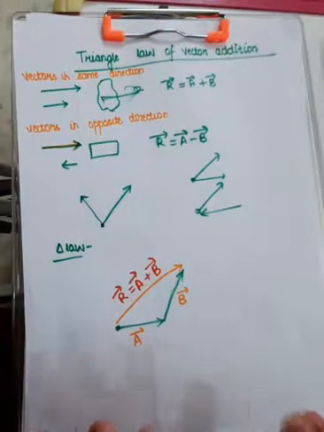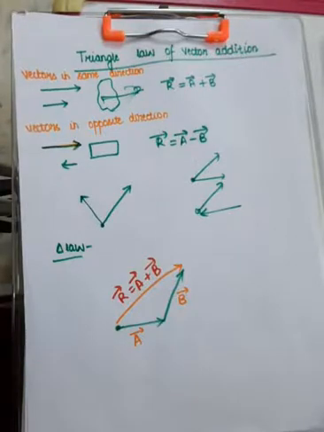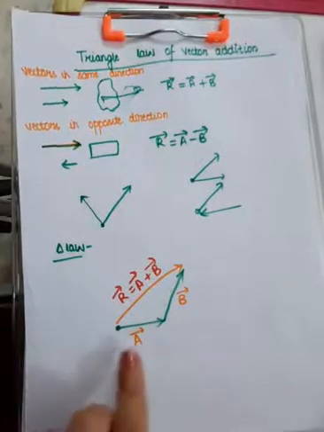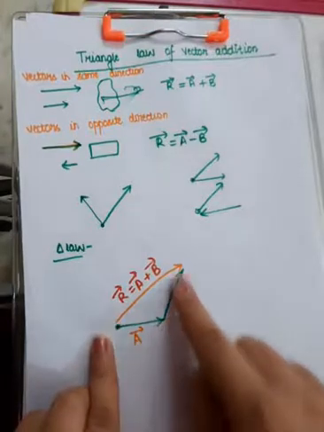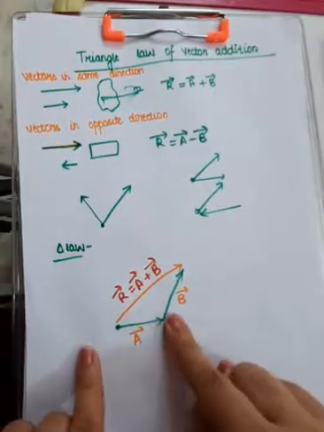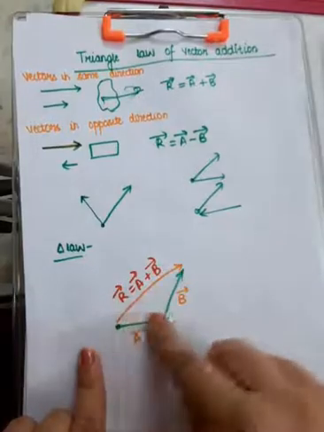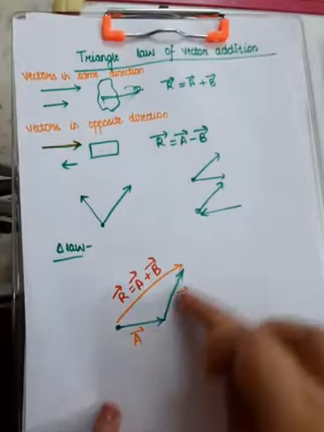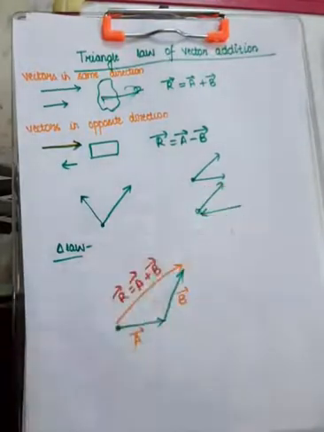So what is the triangle law saying? That if two vectors, not only forces, it can be any vector, are acting in such a way that they can be represented by two sides of a triangle taken in the same order, going from here to here and then from here to here, then the third side will represent the overall effect of these two vectors, taken in the opposite order.